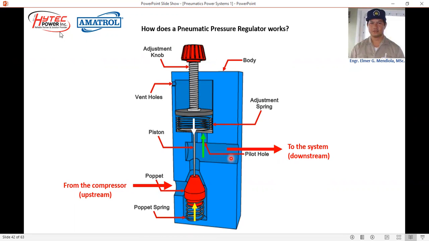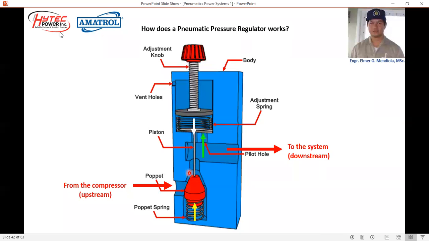From the formula, pressure equals force per unit area. Force therefore is equal to pressure times area. So as the pressure increases here, so does the force, this pilot force, which is moving upward. Okay, so if the pressure downstream is less than the set pressure by the adjustment knob, what will happen? The pilot force here is quite weak. So the downward force, which is created by the spring and controlled by the adjustment knob, will push the top side of the piston to move downward.